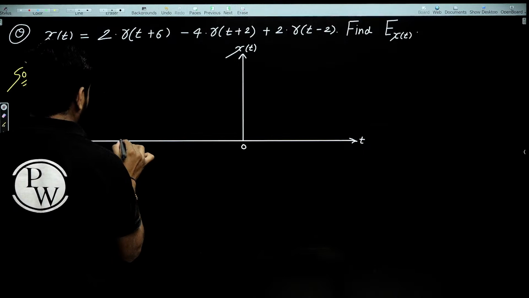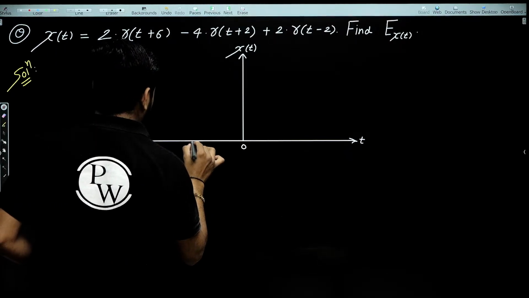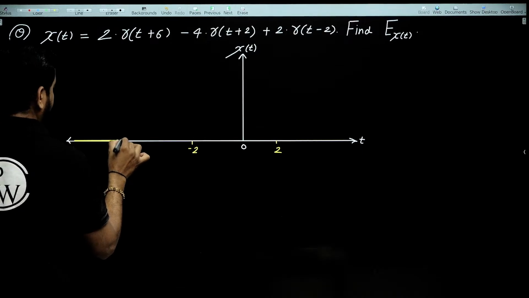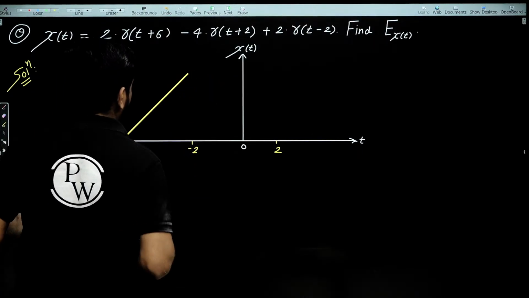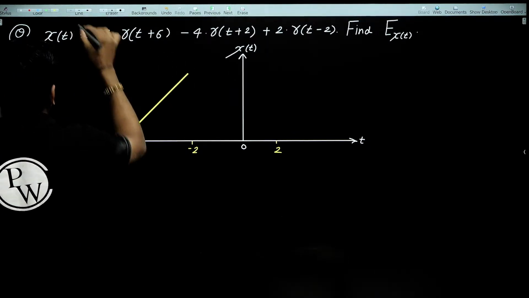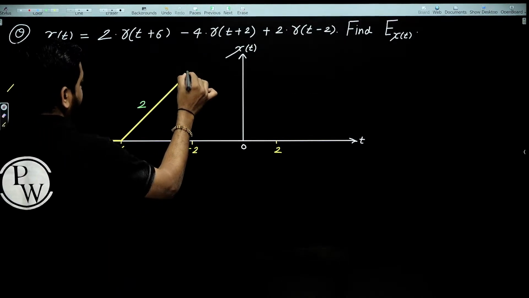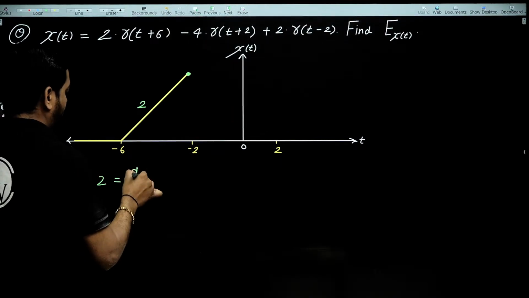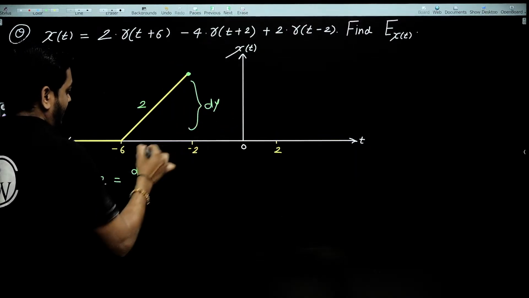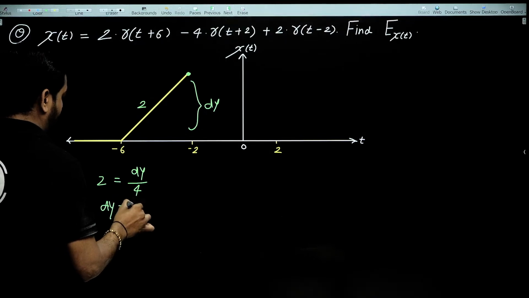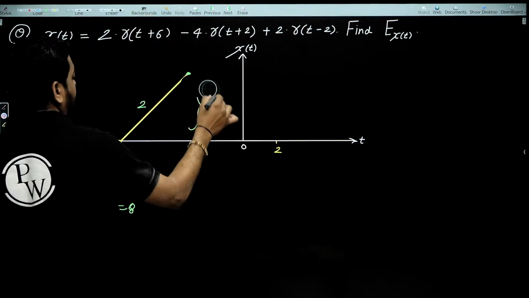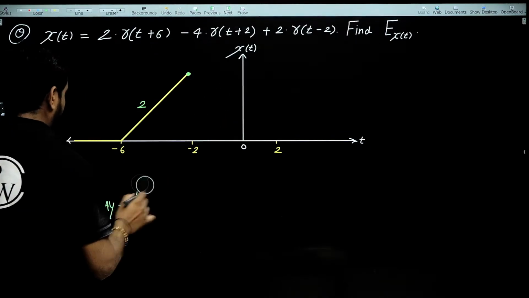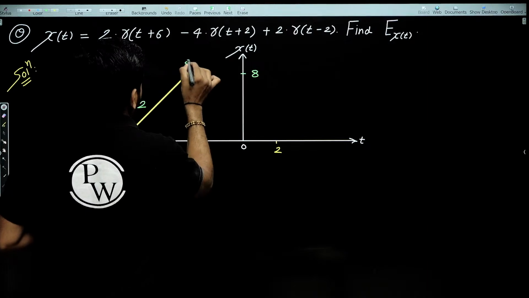One ramp function is starting from t equal to minus 6, one more is at t equal to minus 2, and one more is at t equal to 2 guys. So the ramp function from t equal to minus 6 has slope 2. Now see, slope is 2. What is the amplitude at this point? Slope dy by dx is 2, dx is 4, so of course dy equals 8. So the peak amplitude is 8.